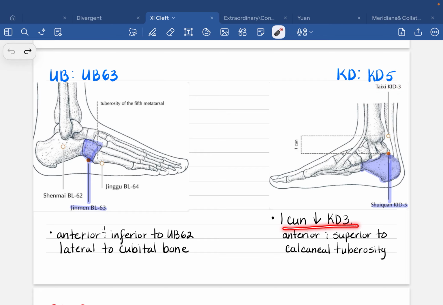For kidney 5, it's one cun down from kidney 3. We know kidney 3 is lateral to, of course, the medial malleolus. It's one cun down from kidney 3. It's anterior, meaning in front, and superior. As you see, it's above this bone right here, the calcaneal tuberosity. This is what this is called, the one that's shaded. This is also a landmark.